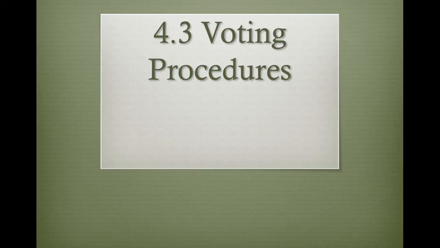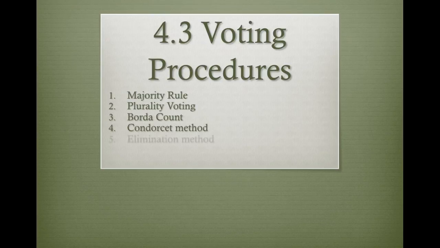We're moving on to something a little bit more fun in probability. It is still part of probability, but it's something that is more relevant to you, to things that you've done so far, and these are voting procedures. There are 7 that we're going to go over in this PowerPoint: majority rule, plurality voting, Borda count, Condorcet, elimination, approval, and proportional representation.